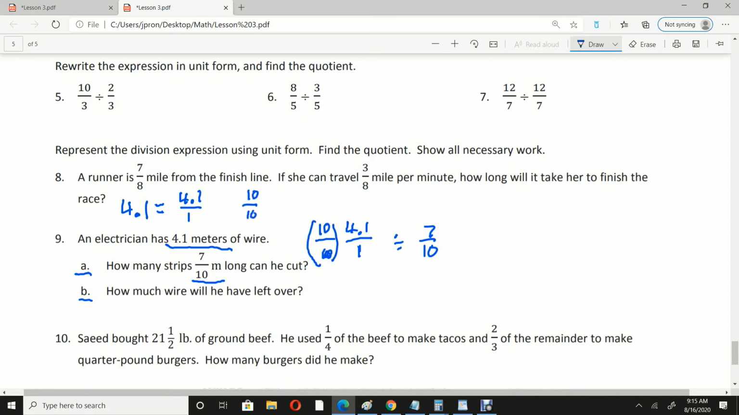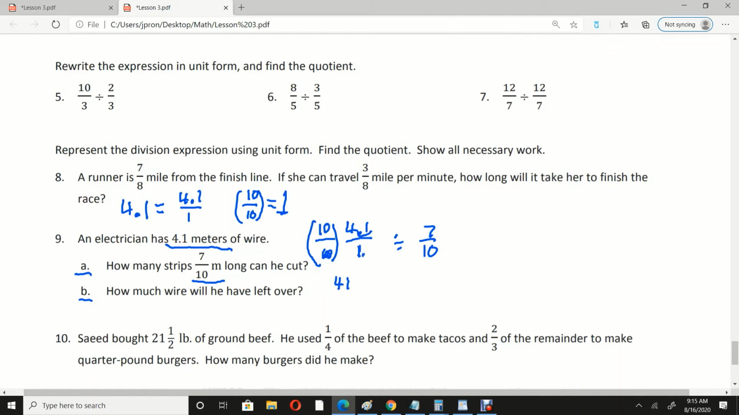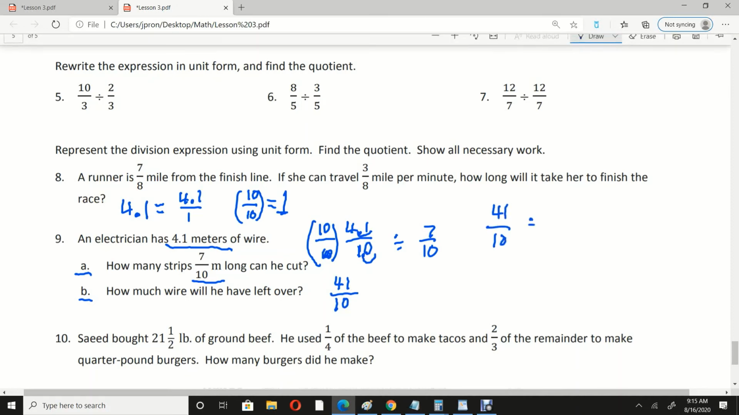We talked about that in the lesson, talked about that in the notes. 10 over 10 equals 1. If we multiply anything times 1, it doesn't change anything, right? So if we multiply 4.1 over 1 by 10 over 10, we get 41. We just move the decimal over. And for 1, do we do the same thing? And what is right there? 10 times 1 is 10. Very good. Fantastic. So we'll now have 41 over 10 divided by 7 over 10.